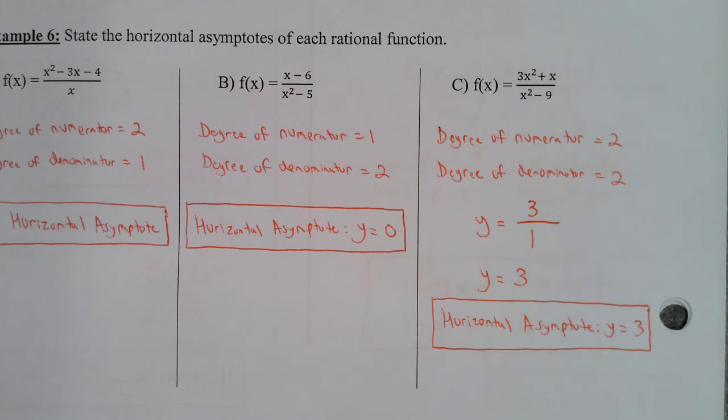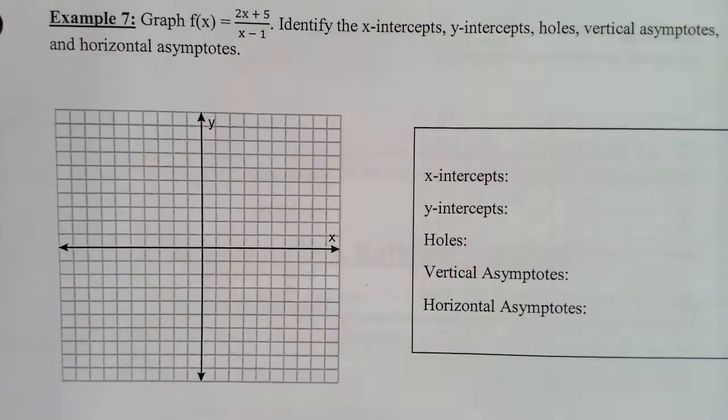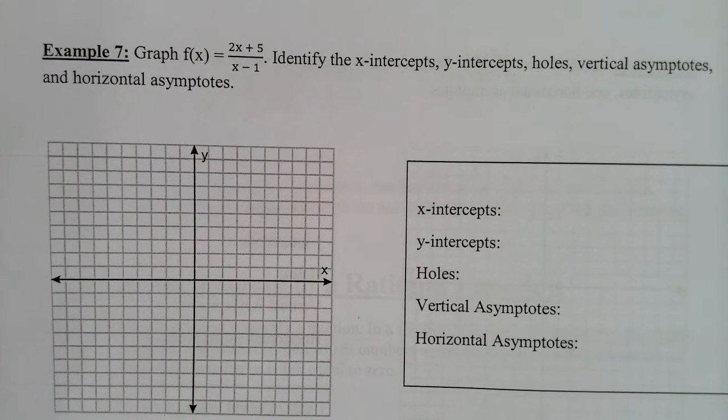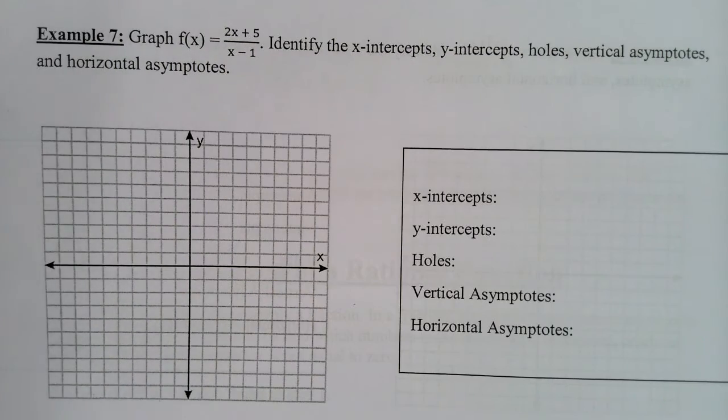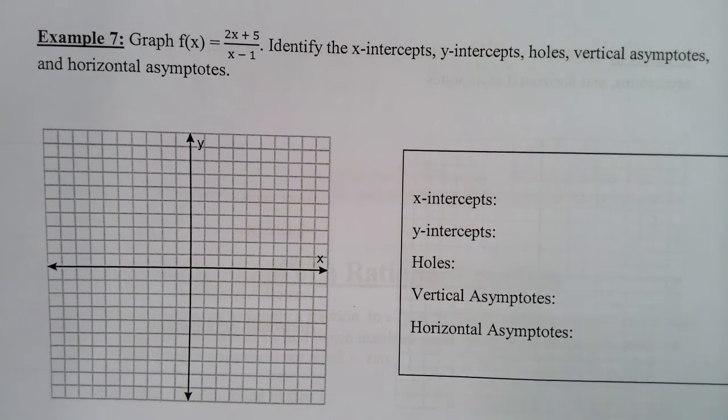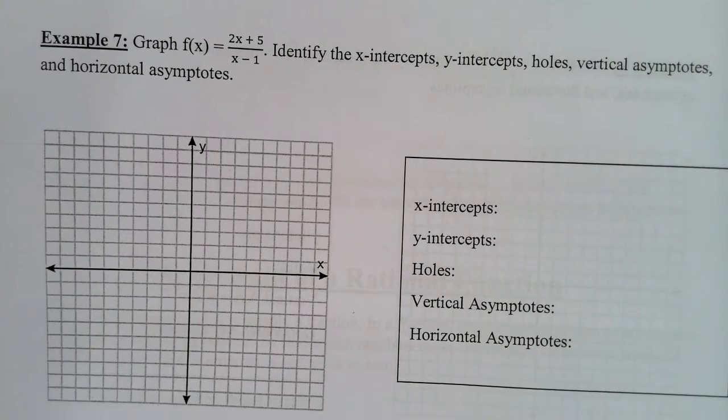Now what we're going to do is we're going to bring everything together, and we have 2 examples where we're going to graph rational functions. Example 7 and example 8. All right, here we go. So basically what I'm going to do is I'm going to run through each of these topics that we did earlier. This problem asks for all of these, so let's go one at a time.